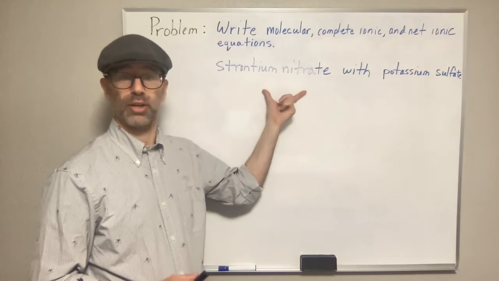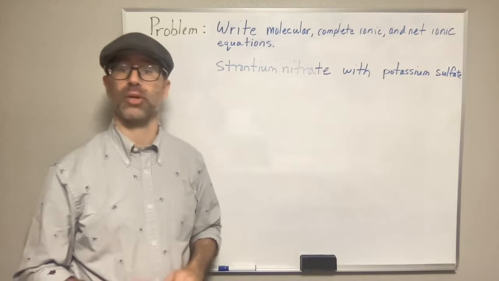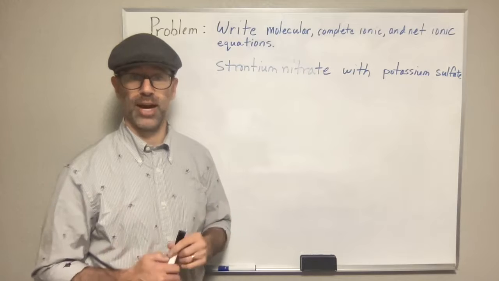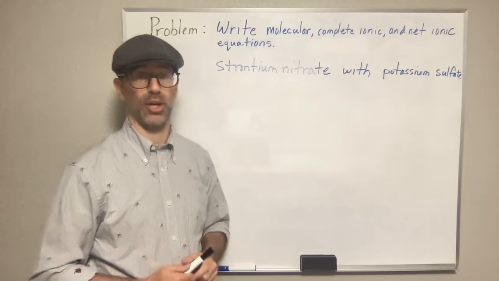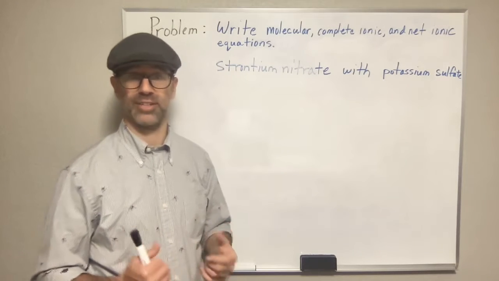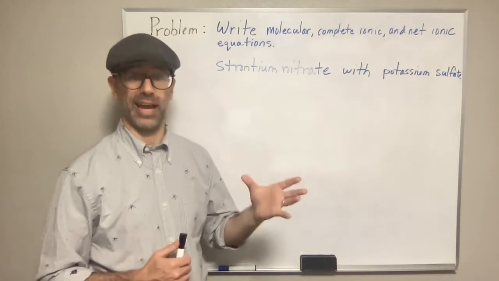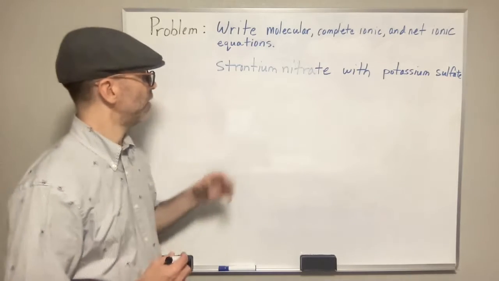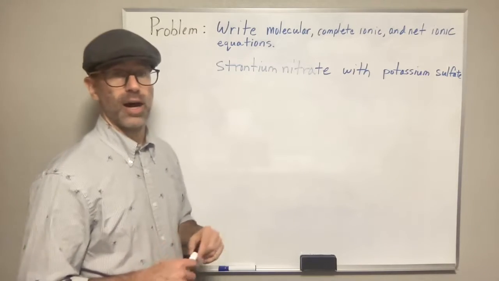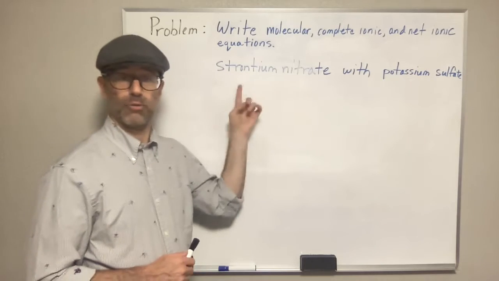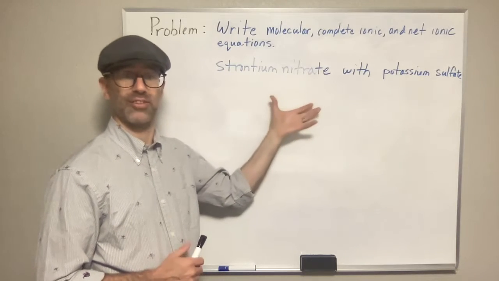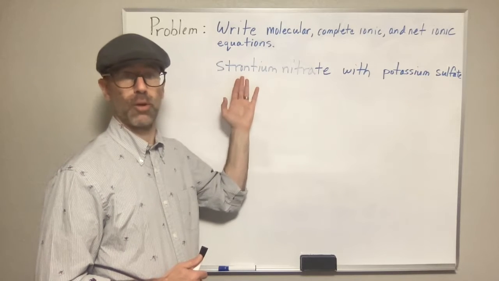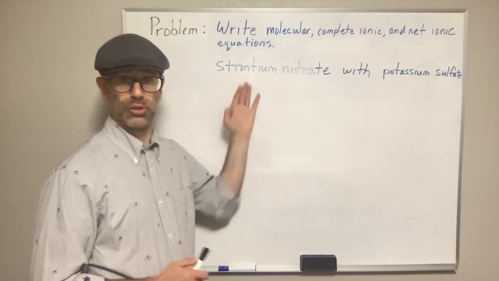As you can see, we're given the names of these compounds, and so we need to translate that into formulas. If you don't know how to do that, or if you're a little rusty, see my video on how to name ionic compounds and how to go back and forth between the name and the formula. I'm going to go over that fairly quickly in this video. So the first thing is you have to recognize that the name of the compound is just the name of the ions put together. The first part is your positive ion, so strontium.